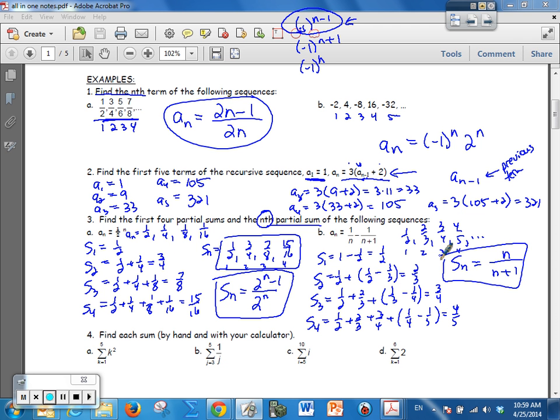All right, I need to erase so we can go down to these bottom ones. Does anybody still need that? All right.